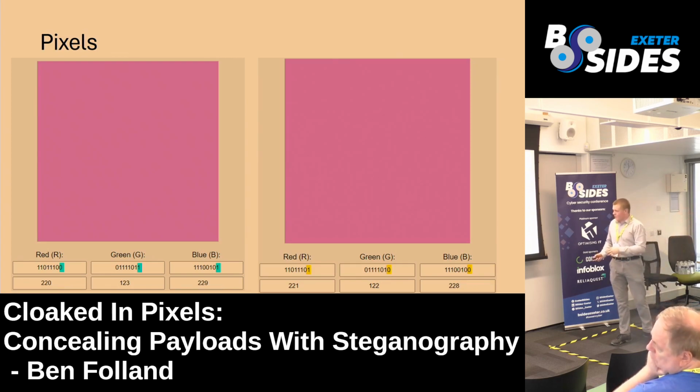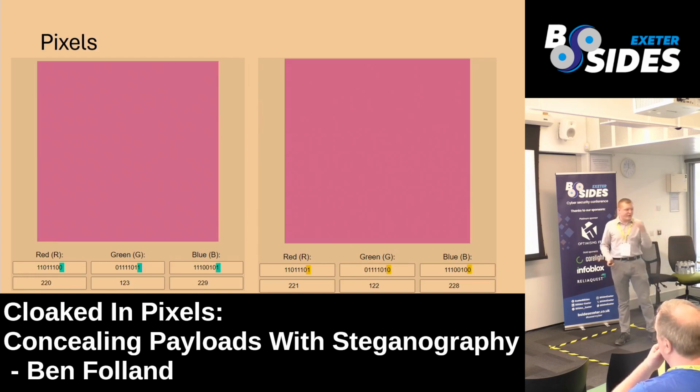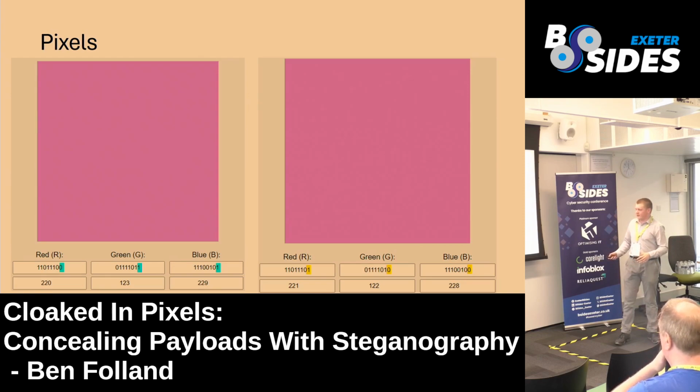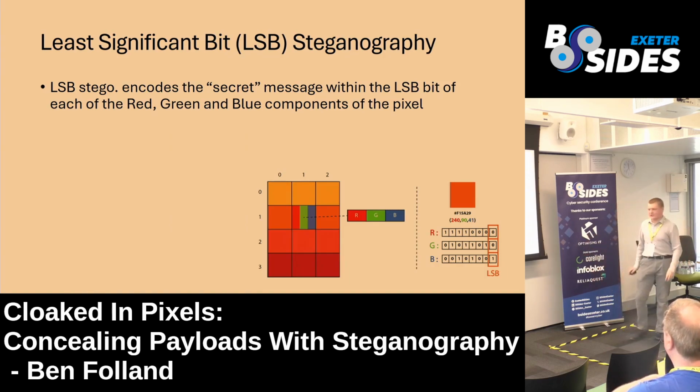So what can we do with this? We've got these least significant bits, which we can change without impacting the colour of the image massively. We can encode our data. If you wanted to send a secret message, we can encode it in binary using these least significant bits. Least significant bit steganography encodes the secret message, or your malicious code, or whatever you're encoding, within the least significant bit of each of the RGB components of the pixel.